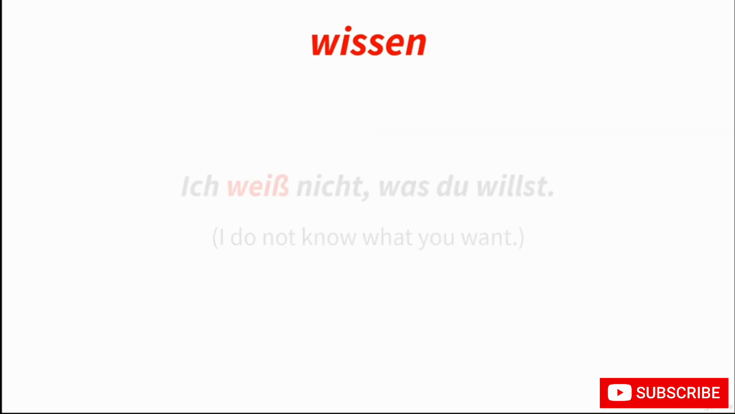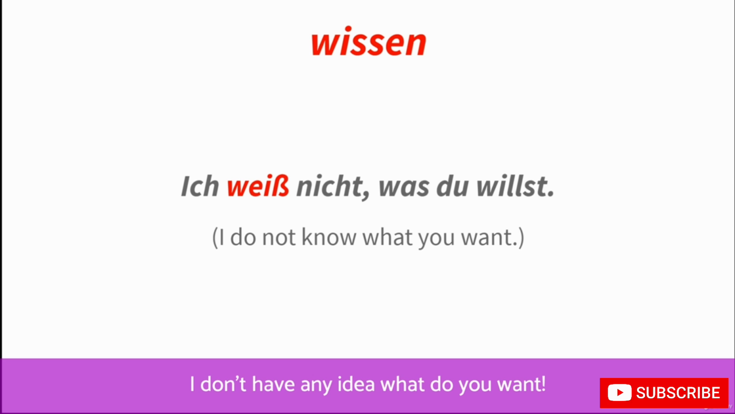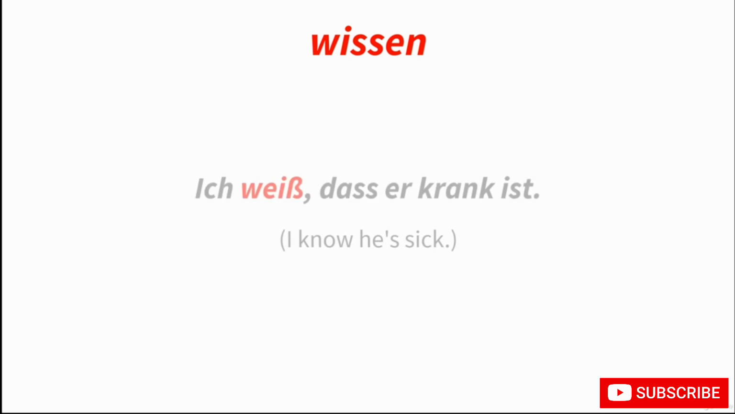Let's do some examples. Ich weiß nicht, was du willst. I don't know what you want. It's about knowing information. That's why wissen is used. Wusstest du, dass sie in Berlin lebt? Did you know that she lives in Berlin? It's also about knowledge of something. That's why wissen is used. Or ich weiß, dass er krank ist. I have information about his sickness. I know that. That's why wissen is used.